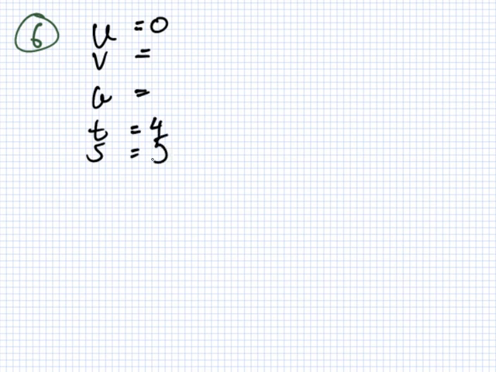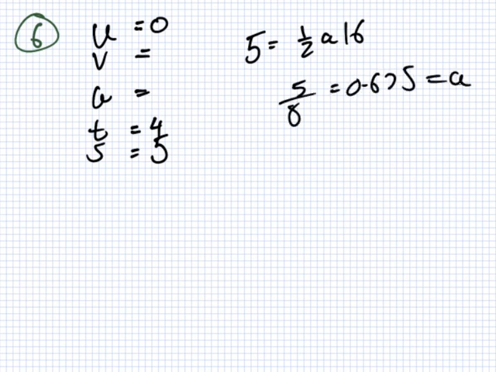A 70 kg man stands on a weighing scale. It takes the elevator 4 seconds to move up 1 floor. Okay, let's get the A first. UVATS. The U is 0. The V we don't know. The A we don't know. The T is 4 and the S is 5. S equals UT plus a half A T squared. So that means 5 over 8, 0.625. So A is 0.625 meters per second squared.